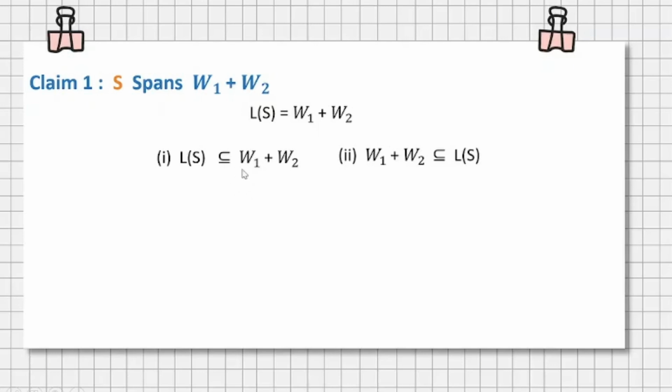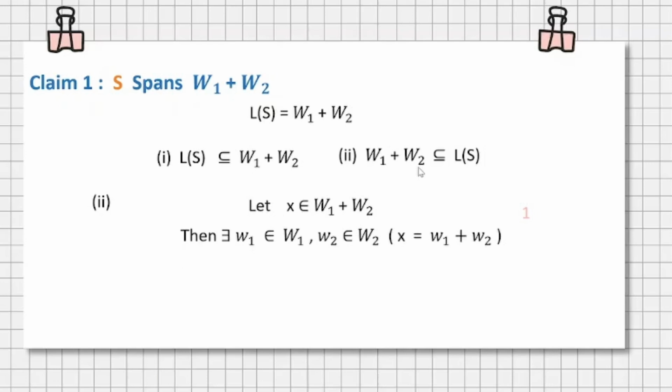Did you convince yourself? Then we need to prove the second one: W1 plus W2 is a subset of L of S. How to prove that A is a subset of B? We take an element in A, then show it lies in B. So I take x belonging to W1 plus W2, and I need to show x belongs to L of S.